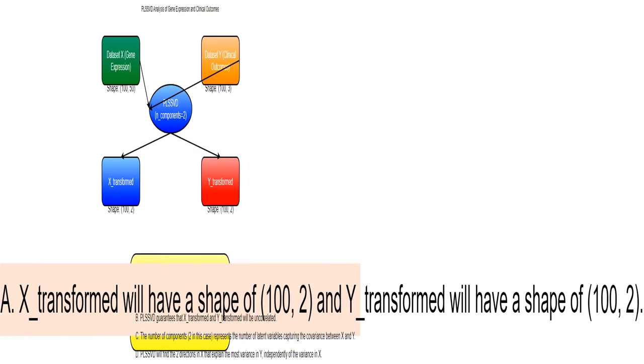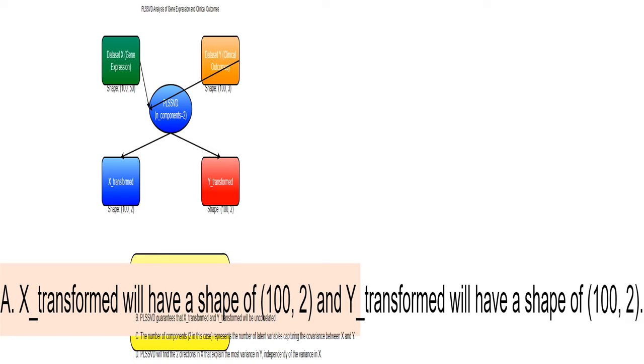This is the first option, saying that after using PLSSVD with 2 components, dataset X, initially 100, 50, will become 100, 2, and dataset Y, initially 100, 3, will also become 100, 2.